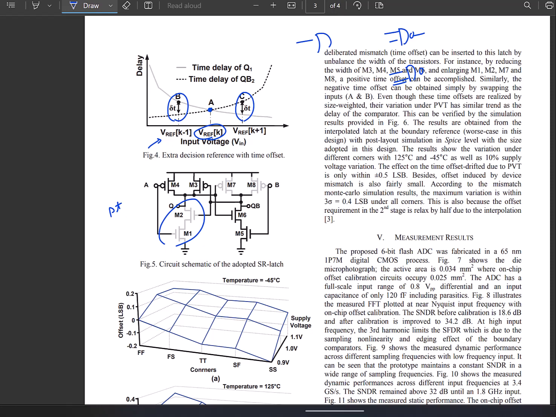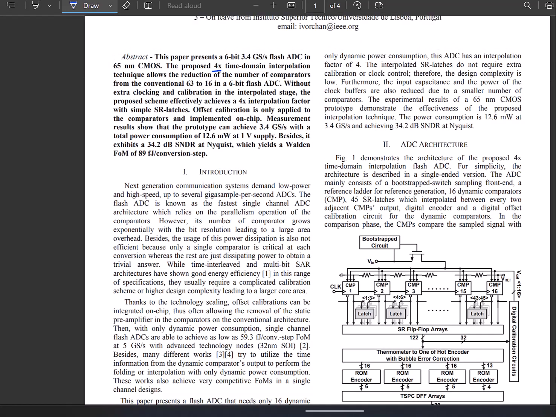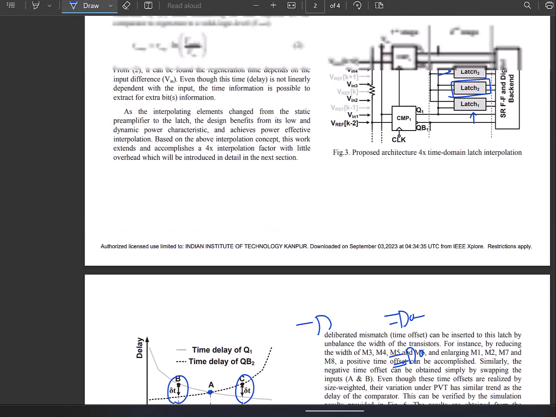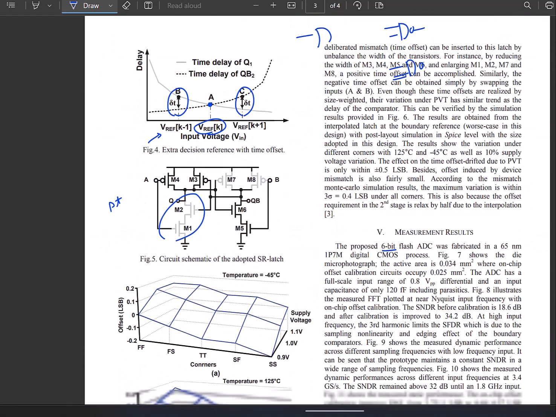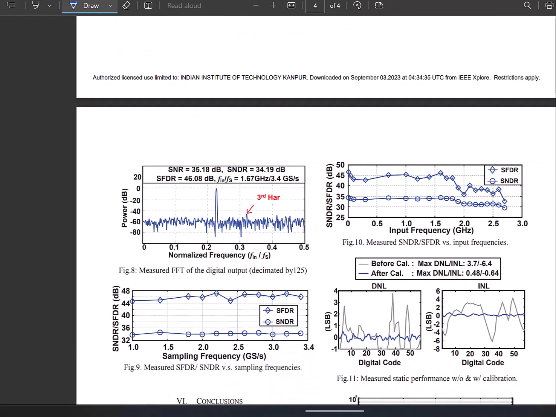True for anything, right? And here they have got a 6-bit flash. They give some more details here. In a 6-bit flash, you need 63 comparators, but these people use only 16 comparators, which is basically a 4-bit flash. And then by doing this 4x interpolation, they get the 2 extra bits. Here you can see the final output spectrum.